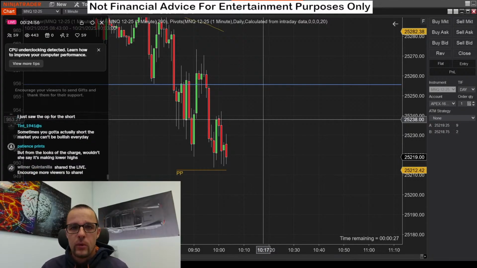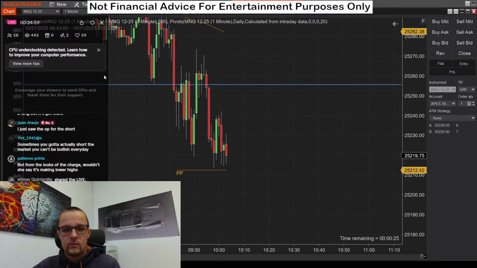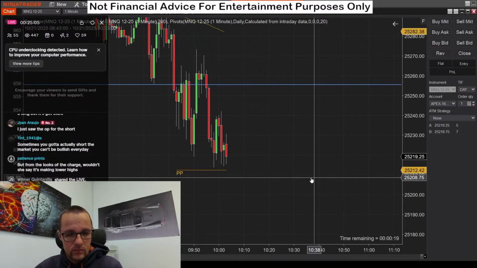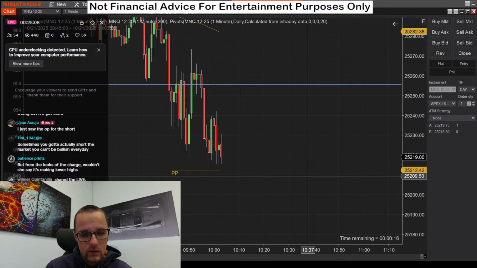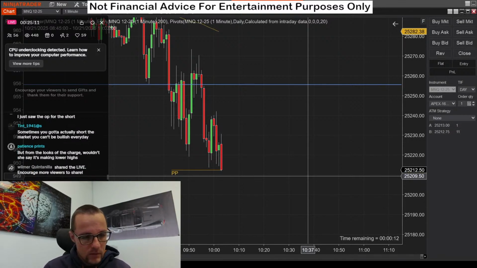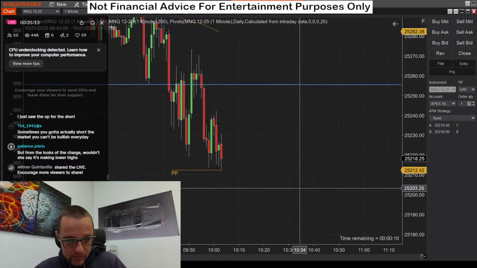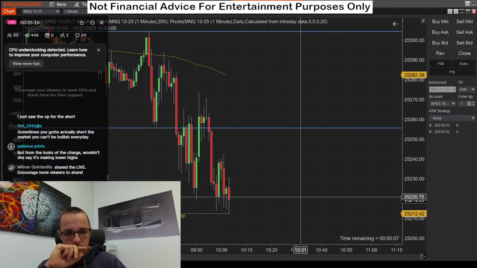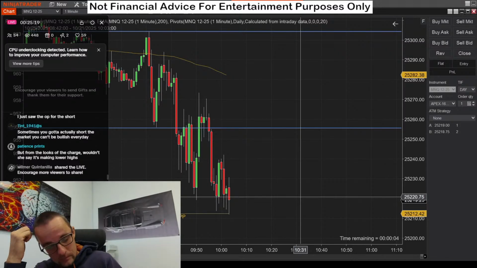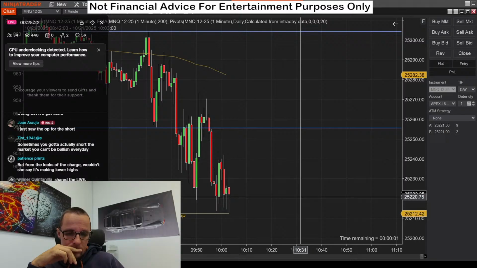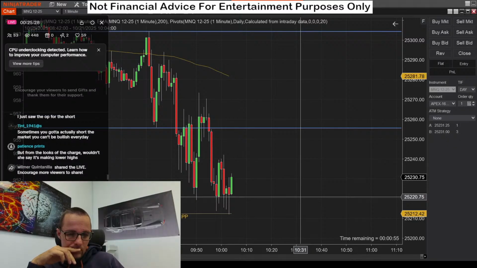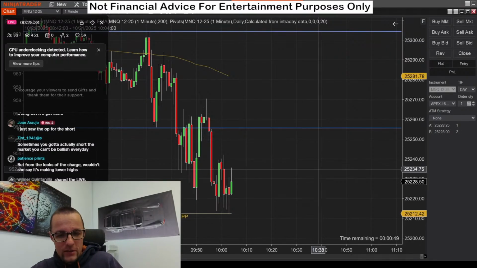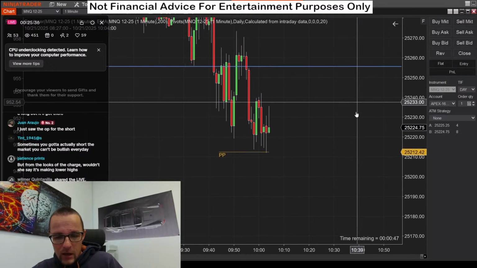Still trying to hold this pivot point, trying to hold that support. But sellers are looking really strong here. Oh, buyers trying to step in again. But I'm telling you, buyers aren't giving up just yet.